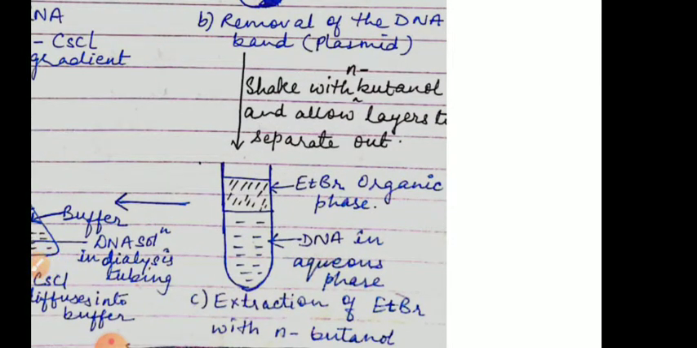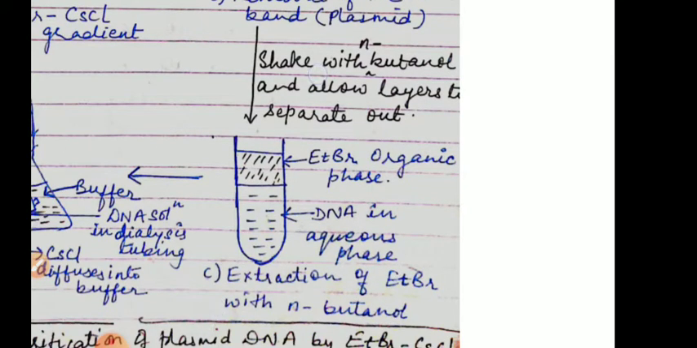Now we have to remove the ethidium bromide also. We have to remove the cesium chloride also. So this plasmid DNA solution is now placed in an organic solvent like N-butanol. We add N-butanol as an organic solvent and shake, and allow the organic and aqueous layers to separate. Okay, so the plasmid DNA sample is mixed with N-butanol, shaken, and then the organic and aqueous phases are allowed to separate.